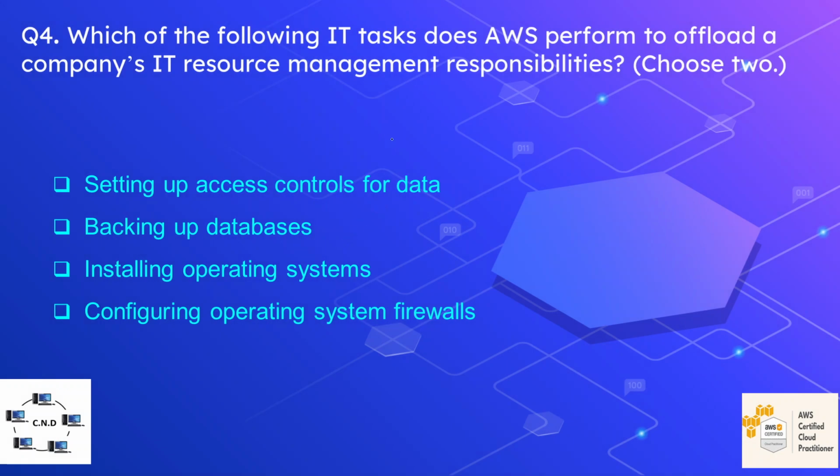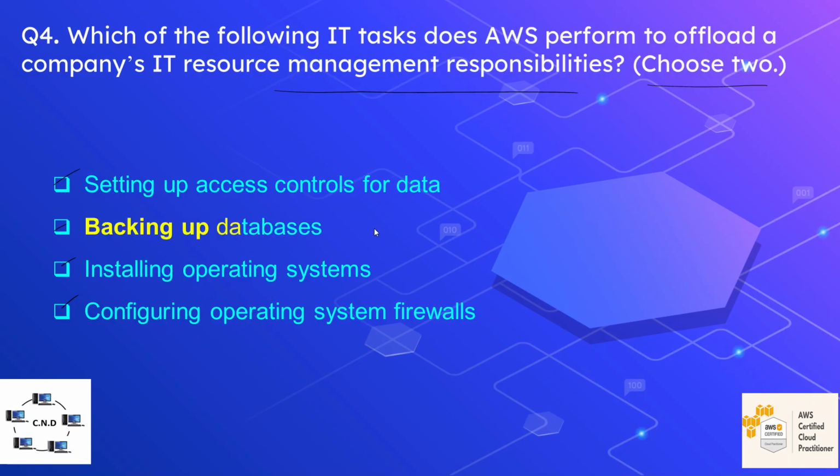Question number four is, which of the following IT tasks does AWS perform to offload a company's IT resource management responsibilities? And again, we have to choose two options, and the options are option A, setting up access control for data, option B, backing up databases, option C, installing operating systems, and option D, configuring operating system firewalls.